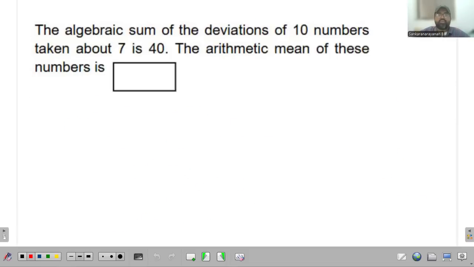Let us have a look at this question. The algebraic sum of the deviations of 10 numbers taken about 7 is 40. What is the arithmetic mean of these numbers? Let us consider that the original numbers are A, B, C, D, E, F, G, H, I, and J. It is given that 10 numbers are there, so these are the original 10 numbers.